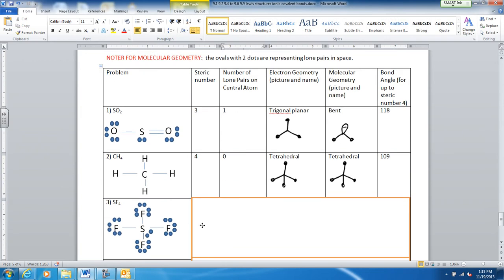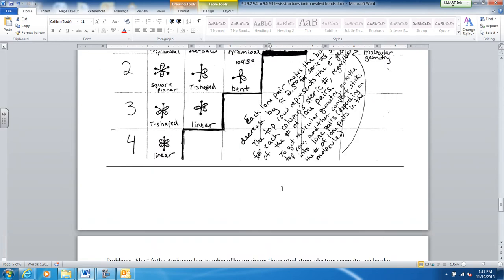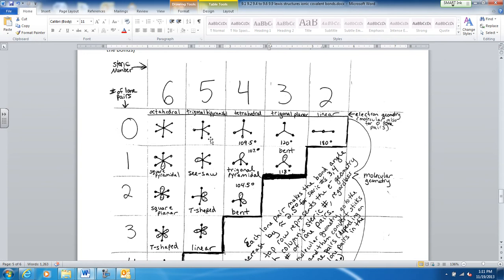Okay, SF4. Steric number 1, 2, 3, 4 bonded atoms, 1 lone pair on the sulfur. So steric number 5. Remember, it's bonded atoms plus lone pairs on the central atom. Steric number 5 with 1 lone pair. So we look at our chart. Steric number 5. The electron geometry will be trigonal bipyramidal.